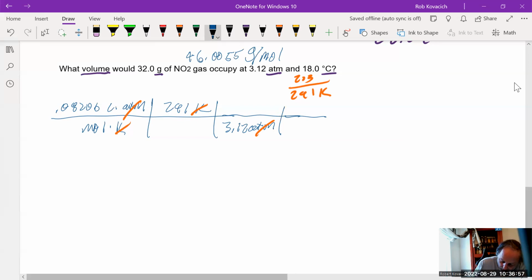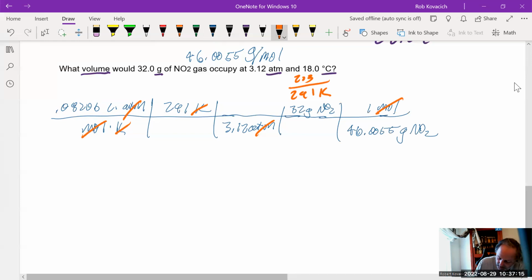All right, now I got our grams per mole. So I'm going to go ahead and write 32 grams of NO2. I can't cancel those out directly, but now what I can do is write 46.0055 grams of NO2 is 1 mole of NO2. And now that I've got moles in the numerator, moles in the denominator cancel out. Grams in the numerator, grams in the denominator cancel out. So with this problem, you can be given grams as long as you're given the type of gas you're talking about, or the actual formula of the gas.